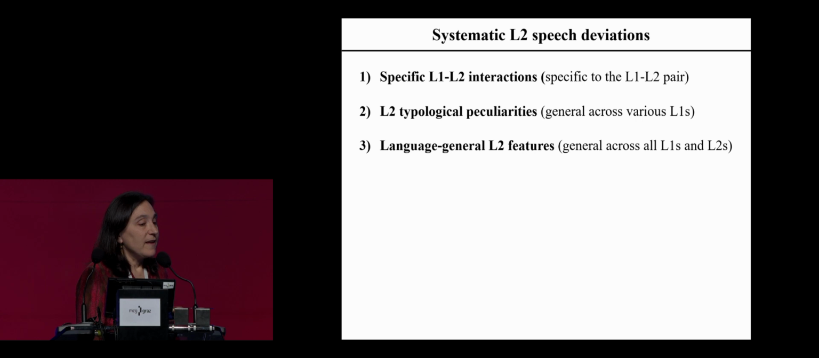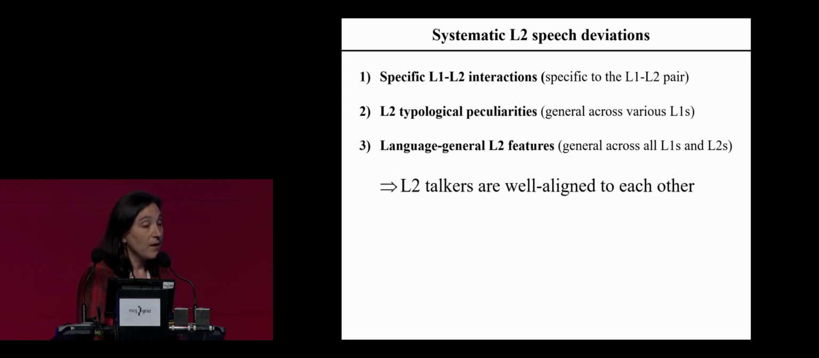So this sets up exactly the conditions that allow us to look at talker-listener alignment. These systematicities provide something to which talkers and listeners can align. They're operating in a systematically structured phonetic space. So this also leads us to understand that, in fact, L2 talkers, because of all these systematicities in their L2 speech, share many of those systematicities, and so they're well aligned to each other.